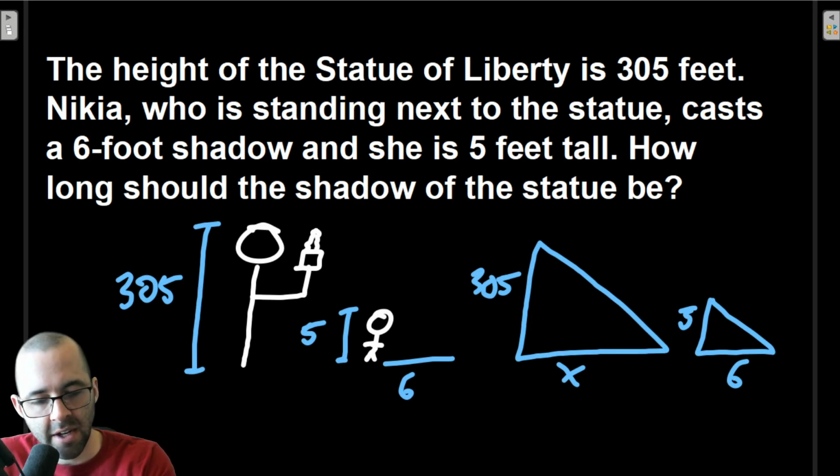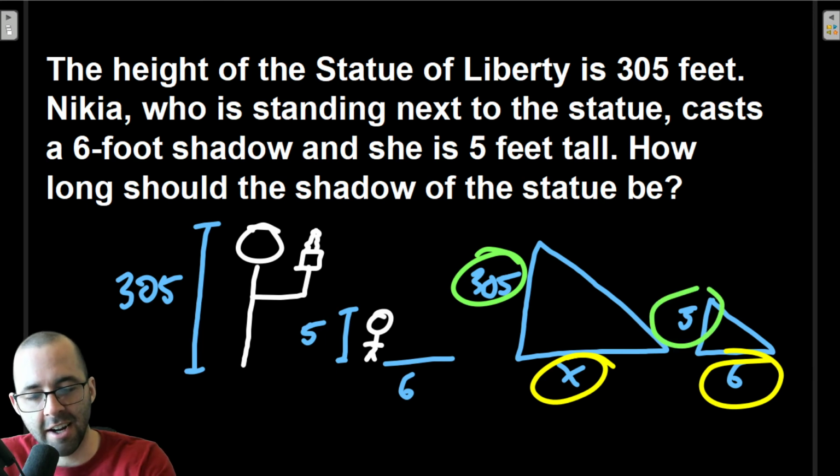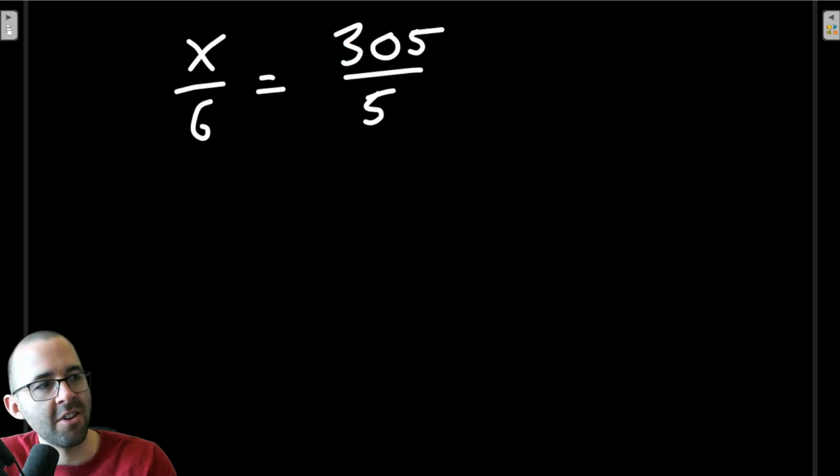All right. Again, say X and 6, that's a pair. And then 305 and 5 are a pair as well. We're using all the colors today. I'm a color lover. So here we go.